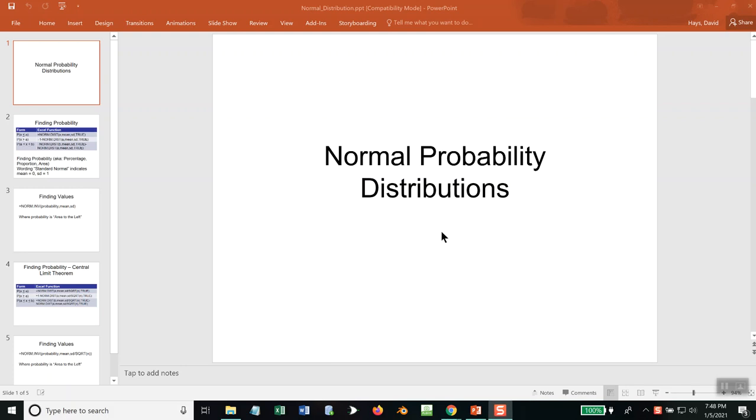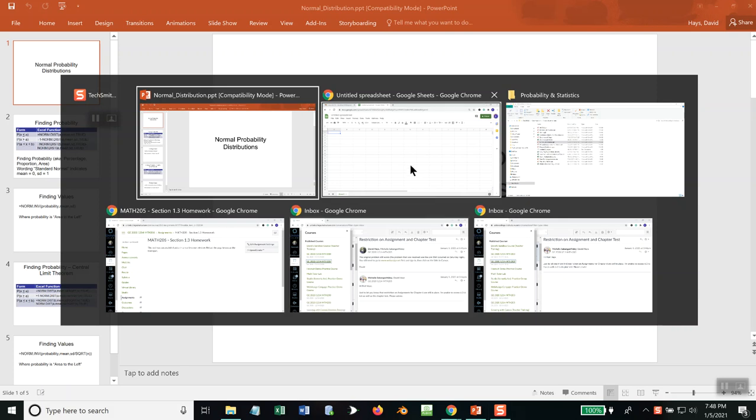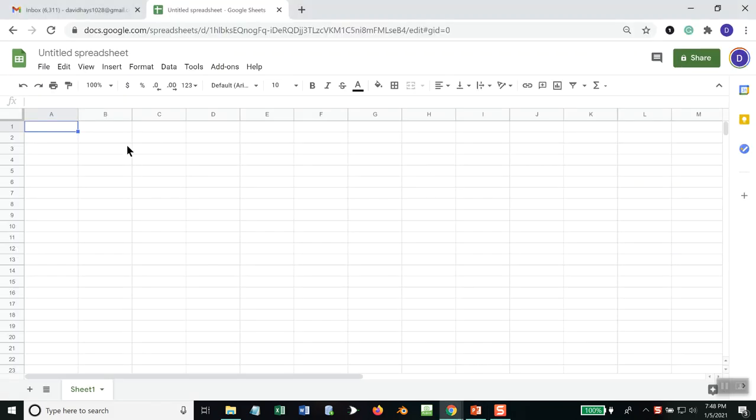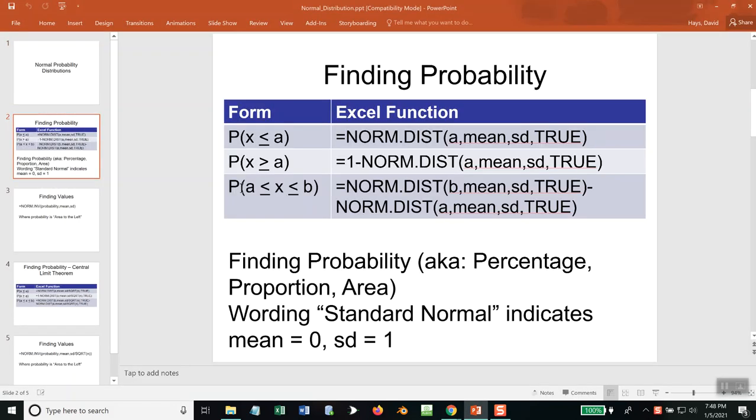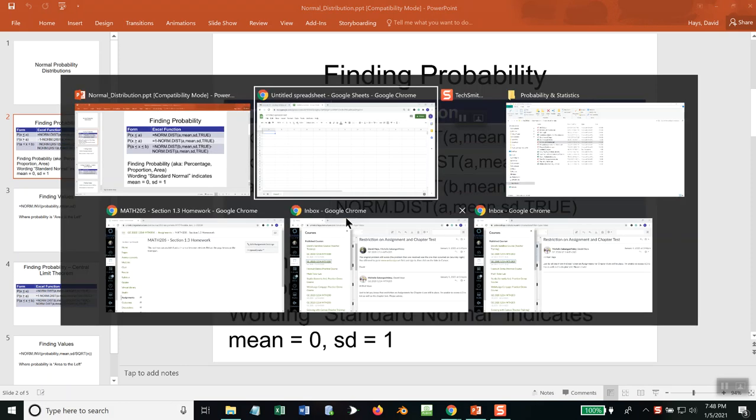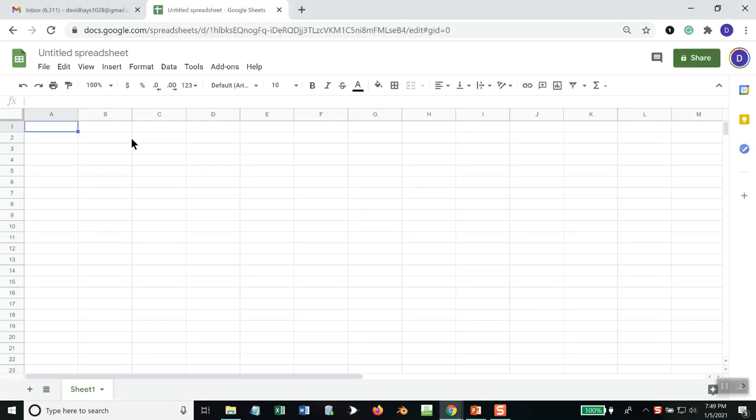Okay, let's take a look at normal probability distributions in Google Sheets. This is our first chart, finding probability. This is where you're given the mean, you're given the standard deviation, and then it's asking you something. Well, let's look at an example of what I mean.